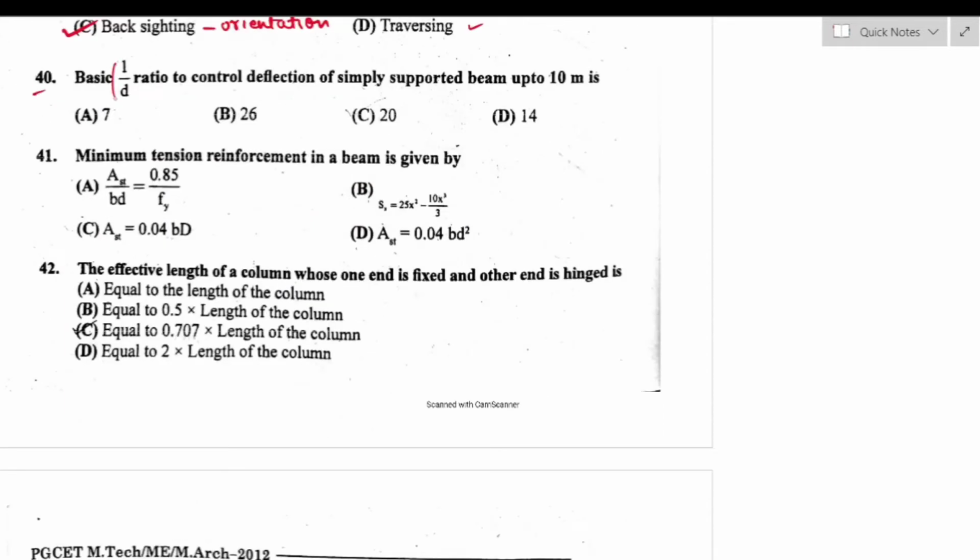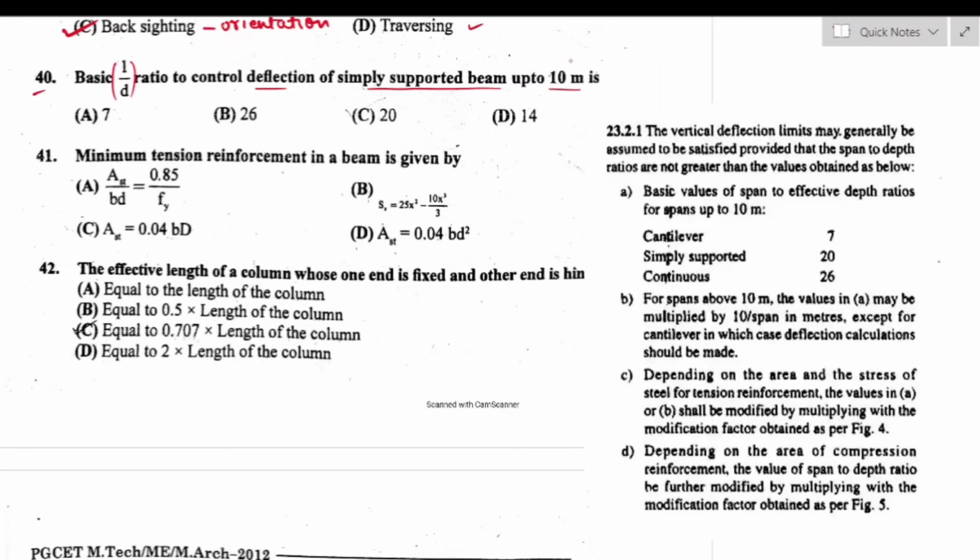Question number 40. The basic L/D ratio to control deflection of a simply supported beam up to 10 meter is. As per IS 456-2000 from the clause 23.2.1, deflection can be limited by controlling the span to effective depth ratio as given in the following table. So, for a simply supported beam, the basic L/D ratio is 20. Option C is the right answer.